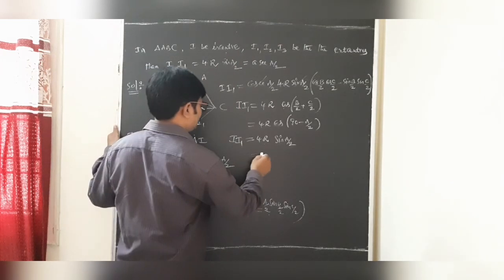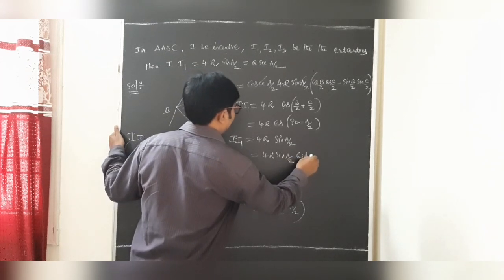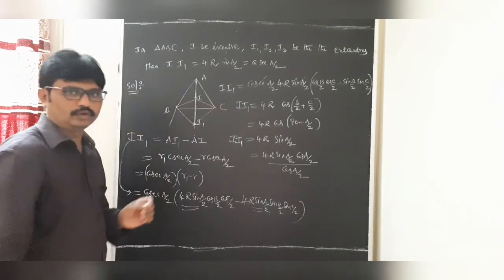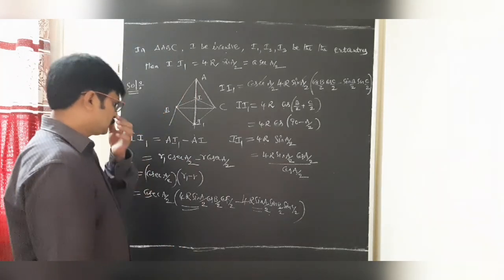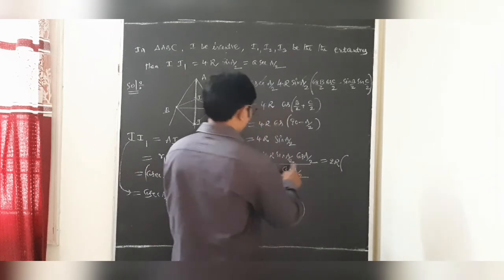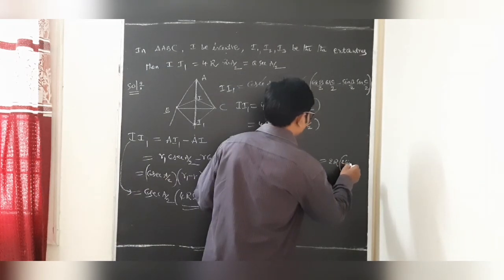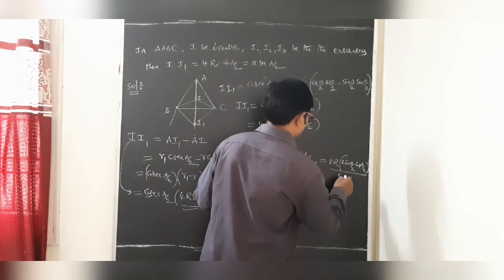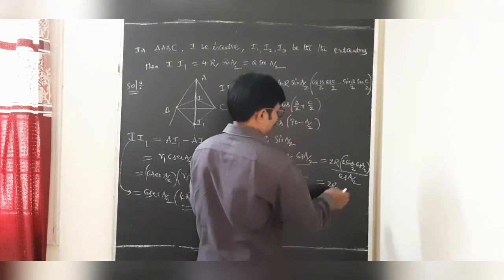So this can be written as 4R sin A by 2, multiplying and dividing by cos A by 2. So what is the formula of sin A? It is 2 sin A by 2 cos A by 2. So students, this can be written as 2R into 2 sin A by 2 cos A by 2 upon cos of A by 2. Dear students, this is 2R.